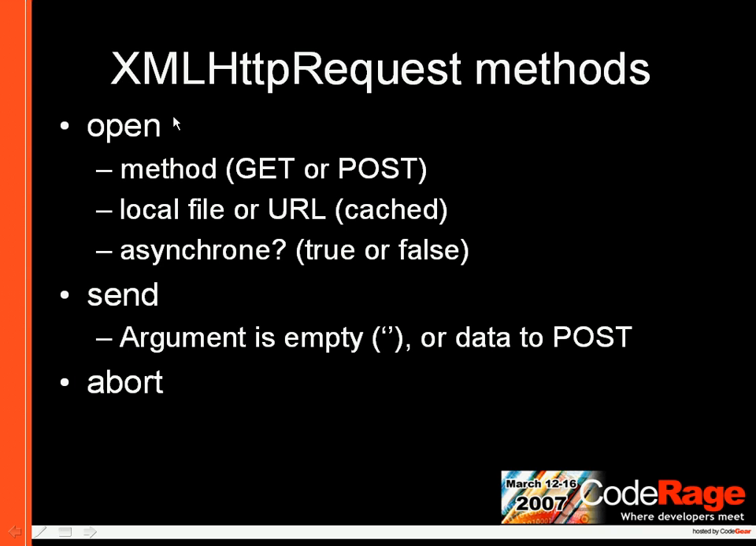Time to take a closer look at the XML HTTP request methods and properties. The method open takes 3 arguments. The method, get or post, by which we call the URL or open the local file. A local file specifier or URL. Be aware that if you use a local file, then it will be cached inside your browser's cache. And a third argument, asynchronous, which is either true or false.